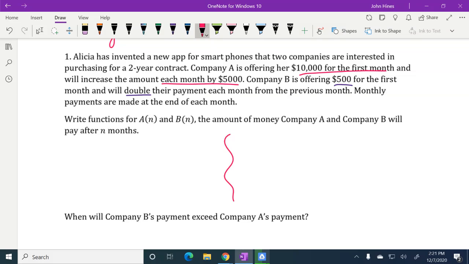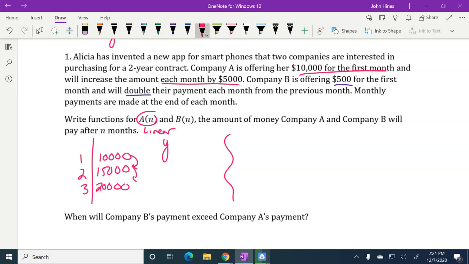So let's kind of figure this out here. The first month, she's getting $10,000. The next month, the second month, she's going to get $15,000. The third month, another, we keep adding. Adding means this is a linear function. So A of n here is linear.